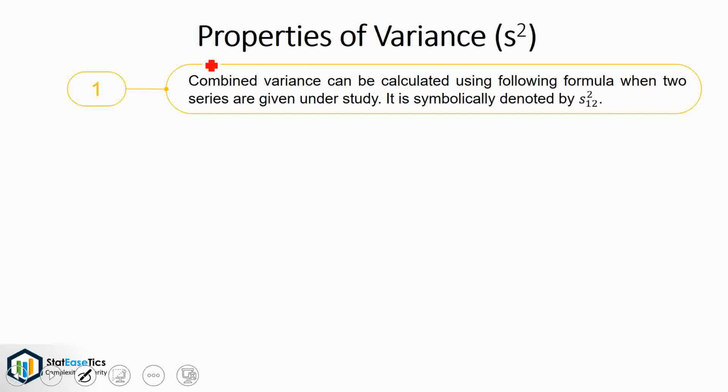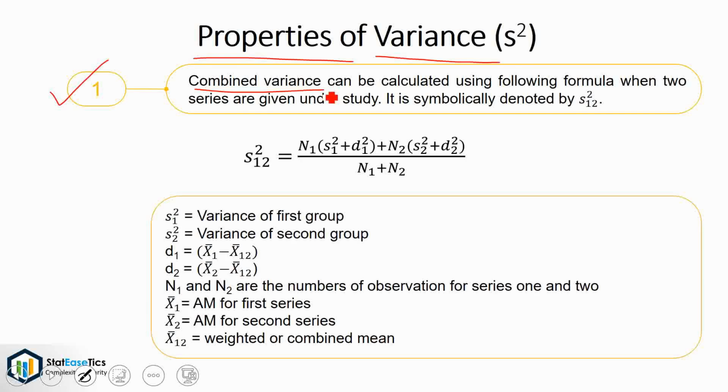Now, let's see the properties of variance. The first property is that combined variance can be calculated using the following formula when two series are given under study. It is symbolically denoted by S12 square. Here S12 square is equal to N1 into (S1 square plus D1 square) plus N2 into (S2 square plus D2 square), whole divided by N1 plus N2.